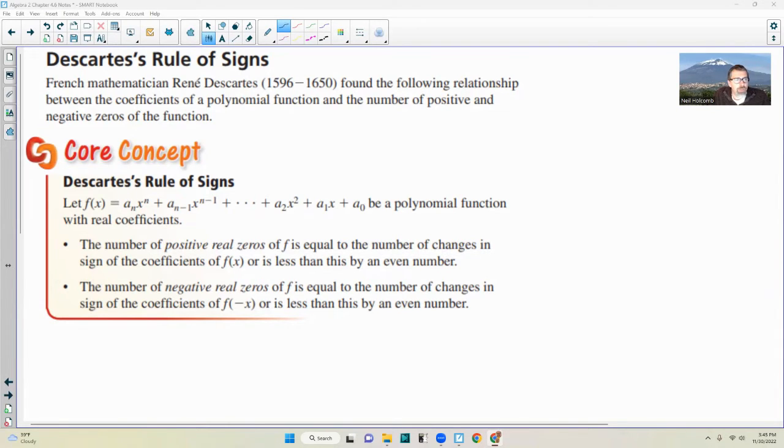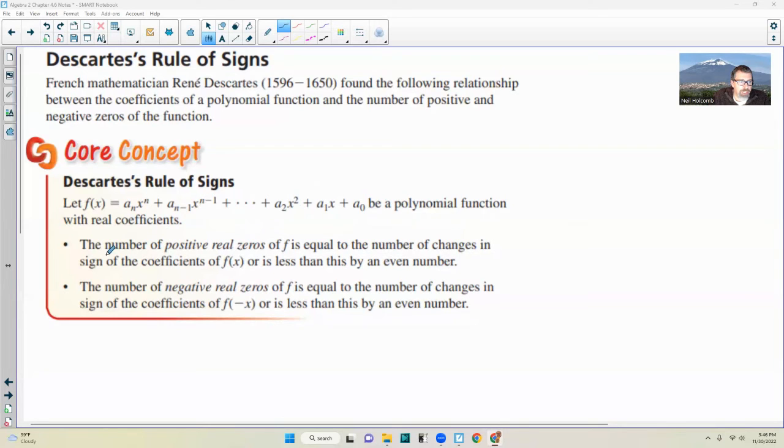So Descartes' rule of signs says that if f of x is a polynomial, where a sub n x to the n plus a sub n minus 1 x to the n minus 1, and again, what that means is if our first term was 5x to the fifth, then it's going to be the fourth term times x to the 5 minus 1, which is 4, all the way down to a constant a sub 0. That's all that means.